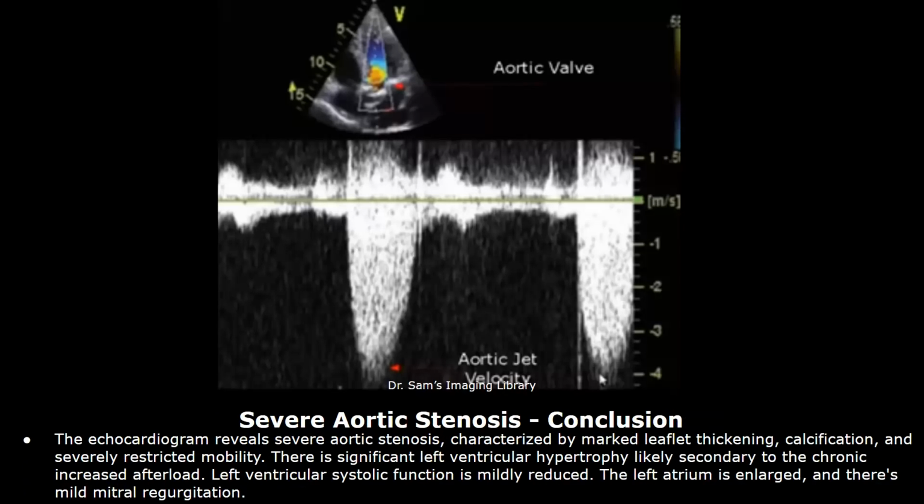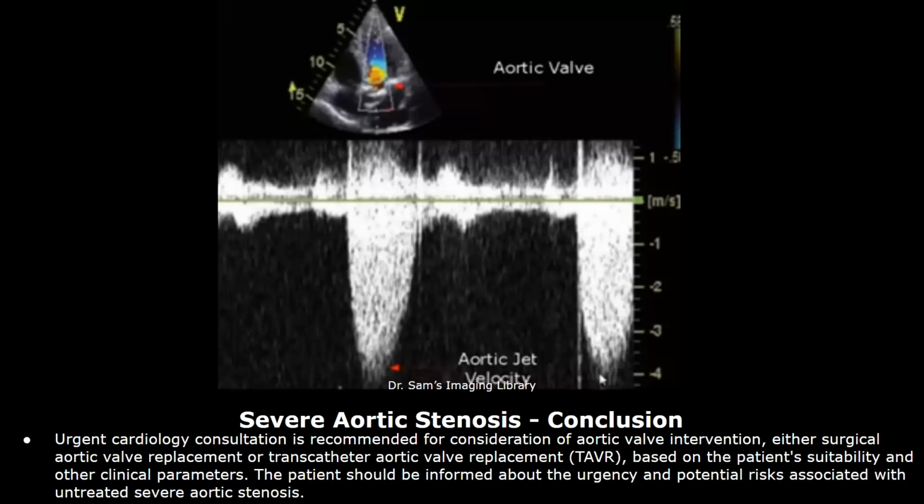Here is the conclusion. The echocardiogram reveals severe aortic stenosis, characterized by marked leaflet thickening, calcification, and severely restricted mobility. There is significant left ventricular hypertrophy, likely secondary to the chronic increased afterload. Left ventricular systolic function is mildly reduced. The left atrium is enlarged, and there is mild mitral regurgitation.